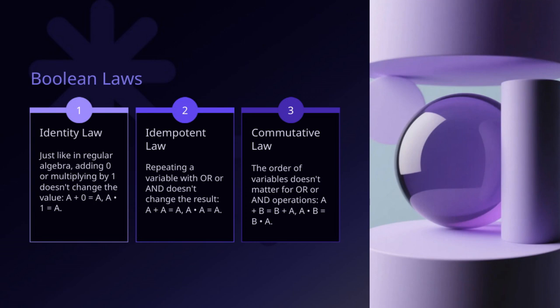Next, we have the idempotent law. This means that repeating a variable with OR or AND doesn't change the outcome. For example, A OR A is just A, and A AND A is also A. This helps reduce redundancy in our logic expressions. Finally, the identity law states that adding 0 or multiplying by 1 doesn't alter the value of the variable. So, A OR 0 stays A, and A AND 1 also stays A.